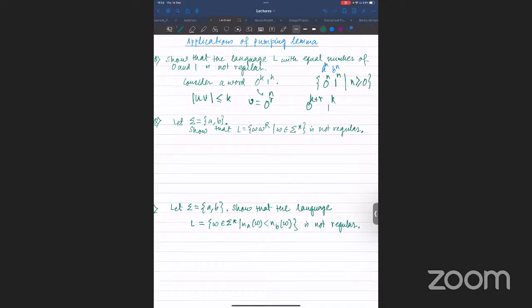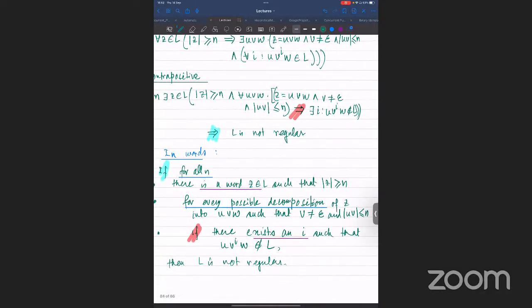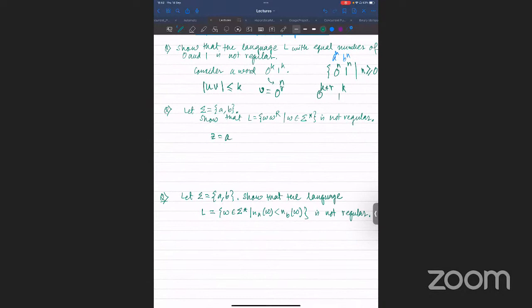What can you do? It's just that I'm talking about A and B as the languages. So I can say my z equal to... So you are going to choose the k or the n, and I am going to choose the z, right? So you can choose some k. I am going to choose this word.